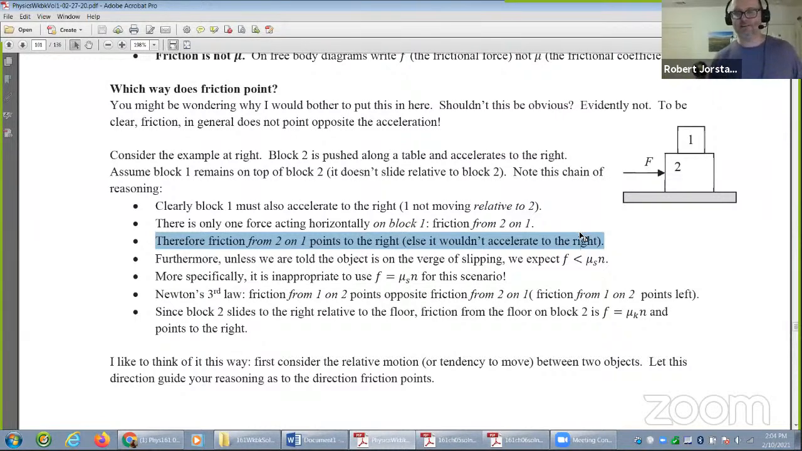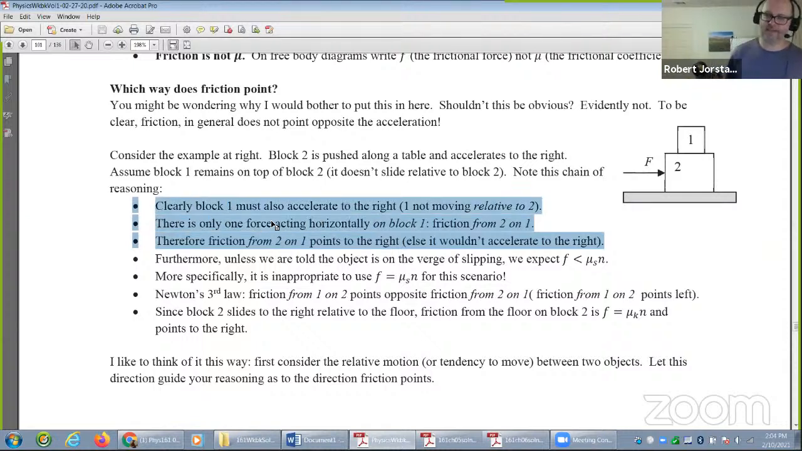So let me pause. Any questions about these first 3 bullets here? Does that make sense? All right, I'm going for it. Interrupt me at any time. Okay, just unmute and say, dude, I don't, okay.